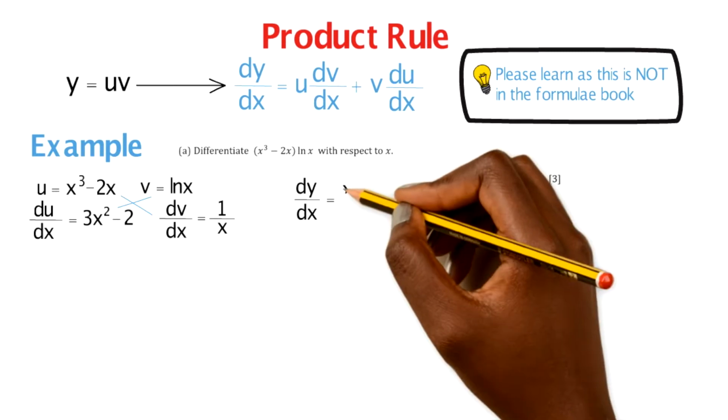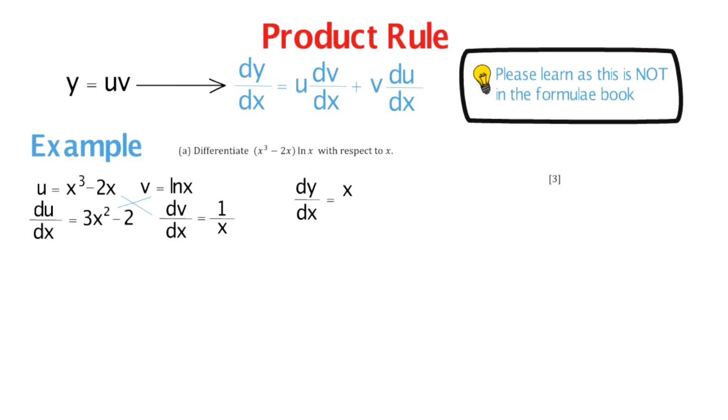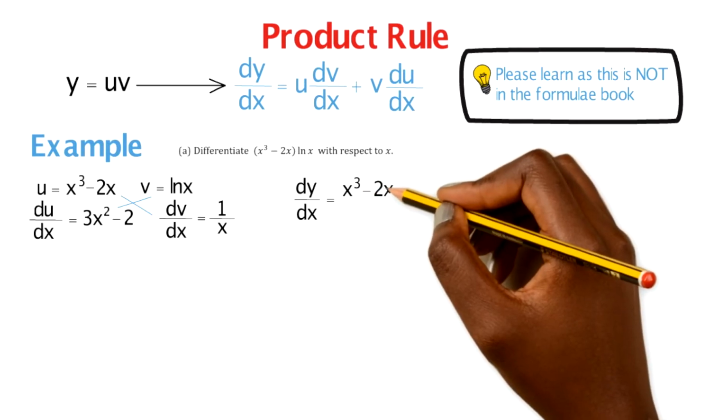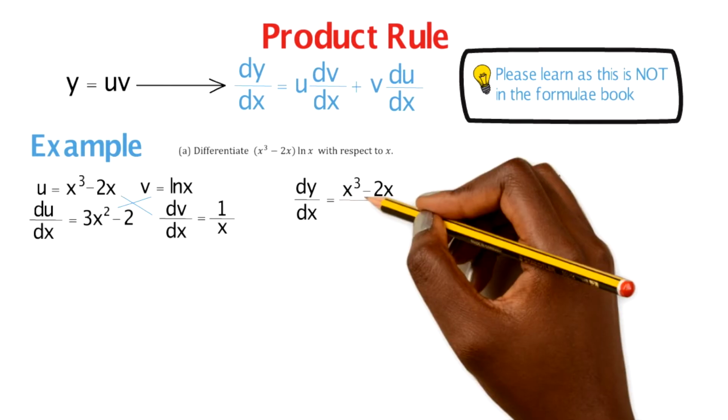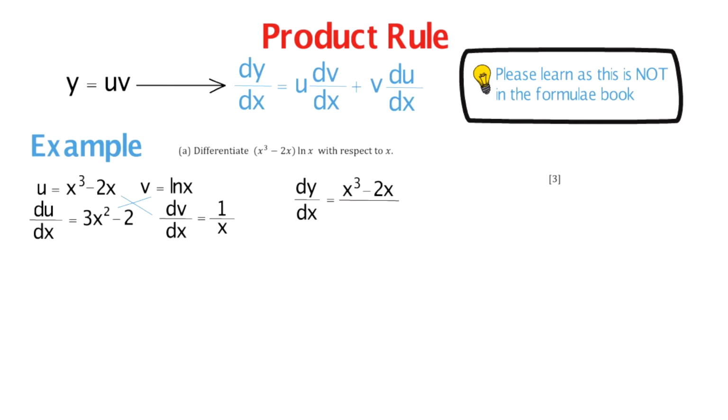So it's going to be your u, which is your x cubed minus 2x, multiplied by your 1 over x. But we can write this as x cubed minus 2x over x. And so that's that part. And then that's going to be added to our v multiplied by the derivative of u. So that's going to be our 3x squared minus 2 multiplied by our ln x.